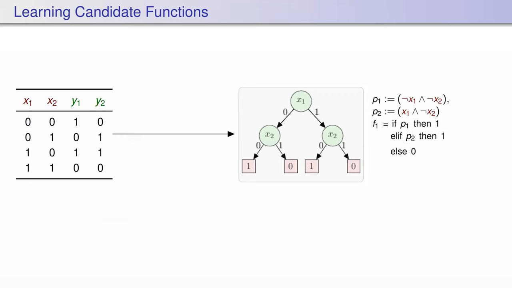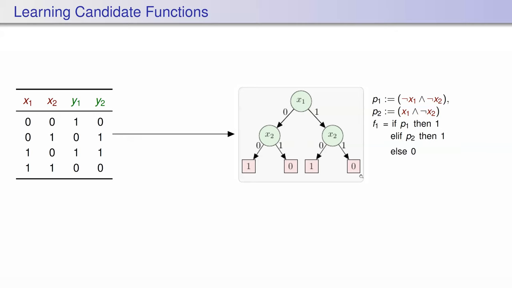So from this data that we have, we can learn a decision tree. From the decision trees, we have to extract a function out. So how do you extract a function out from a decision tree? Well, all you can do is to just look at every leaf. So you can say that if I take the path which is not of x1 and not of x2, then the function should output value 1. And similarly, if I take the path x1 and not of x2, then it should output value 1. And everywhere else, it outputs value 0.